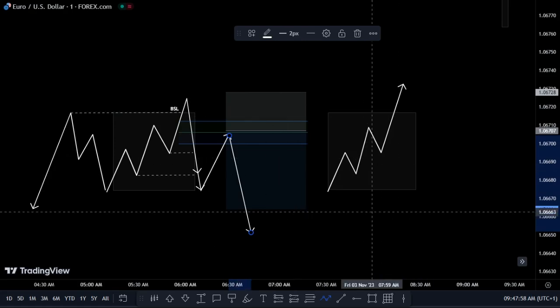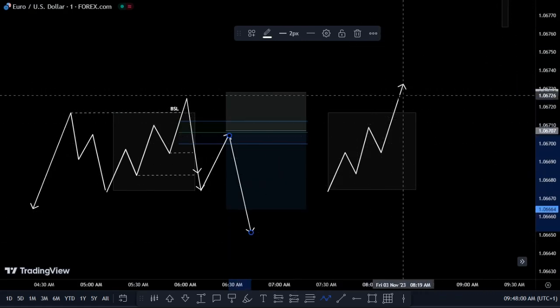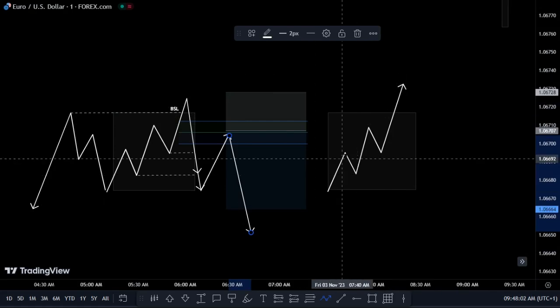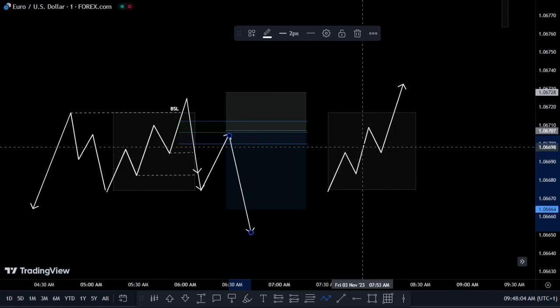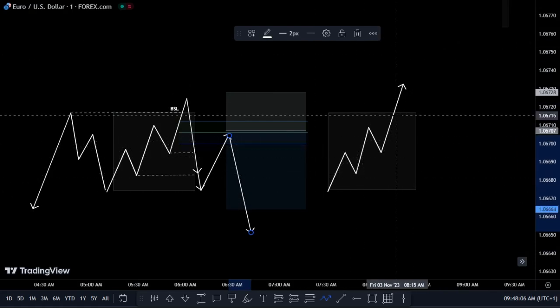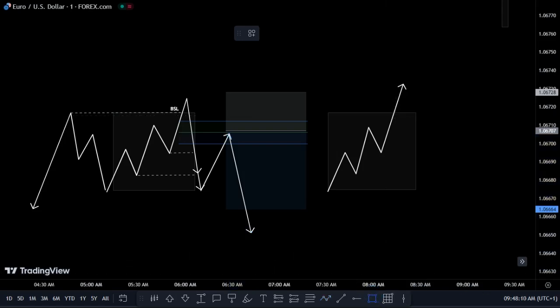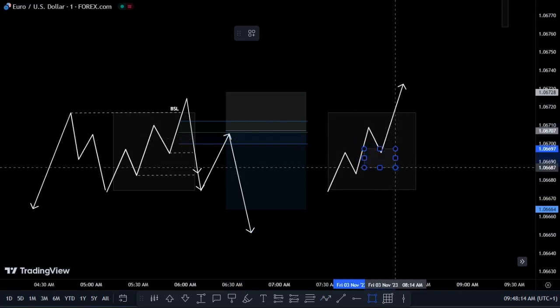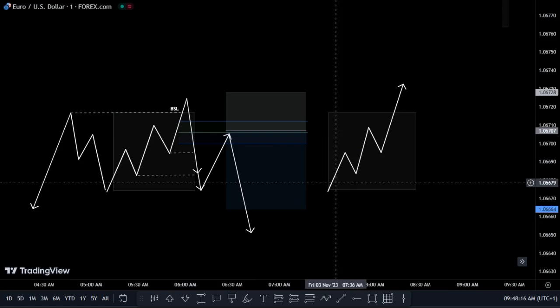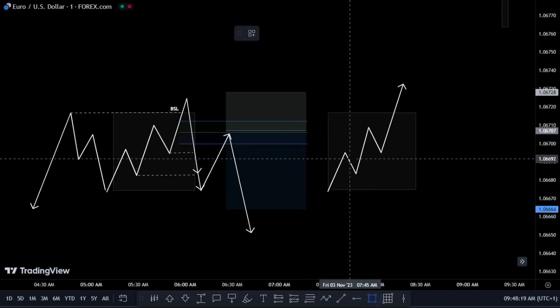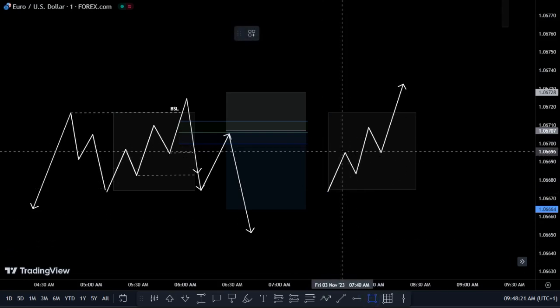Now, scenario number two, where London accumulates and manipulates, then New York brings in the distribution to the upside. What can you do? Now, majority of the time, what I tend to do is check if there is an order block somewhere in here, or is there an order block at the bottom in here or at this most recent high.